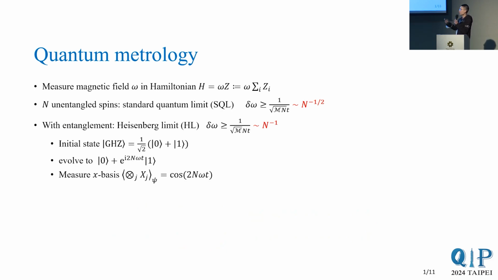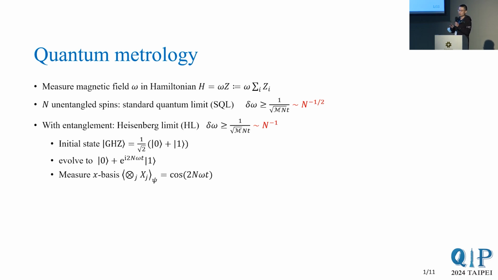Suppose you have capital N number of quantum spin-1/2s or qubits, and you want to use them to measure a magnetic field omega with high precision. If you start with an unentangled state, then the best you can achieve is the standard quantum limit, where the precision delta omega scales as 1 over root N. Here, the other parameters: t is the evolution time under this omega times total Z Hamiltonian, and curly M is the number of times you repeat your experiment.